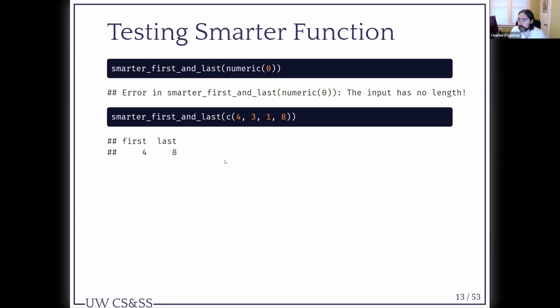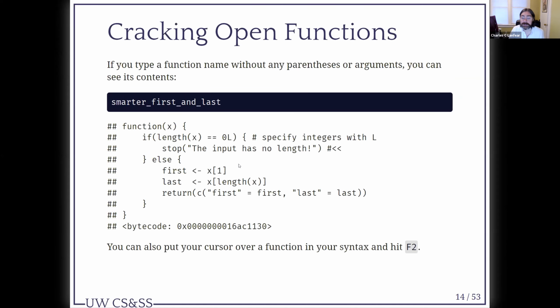So is there a way to open or display the source code of a function you're using so you can see what it's doing? Absolutely. I actually have this on a slide in a minute, but I'll show you. Actually, yeah, it's the next slide. So if you type any function in R without its parentheses or arguments, it will show you the inside of that function. So if I write smarter first and last, it will just display the interior of that code. Another thing you can do is highlight your cursor over any function in your syntax file and hit F2 and it will open it up also.